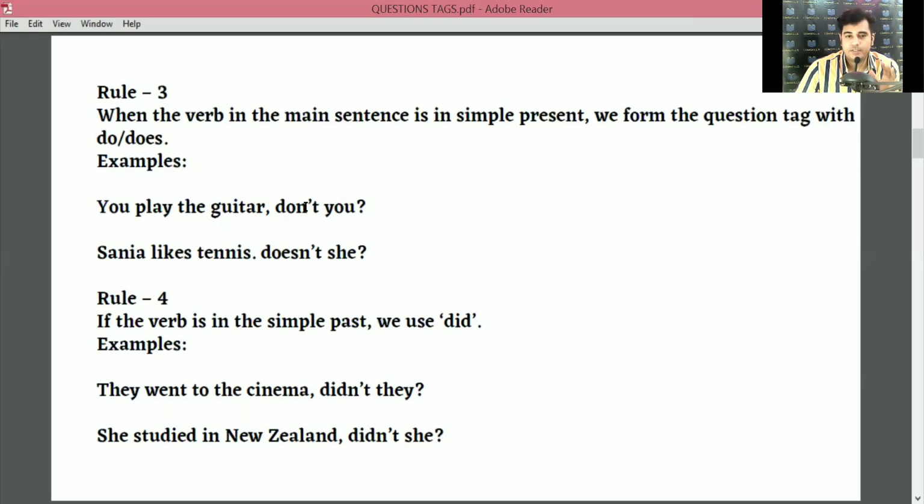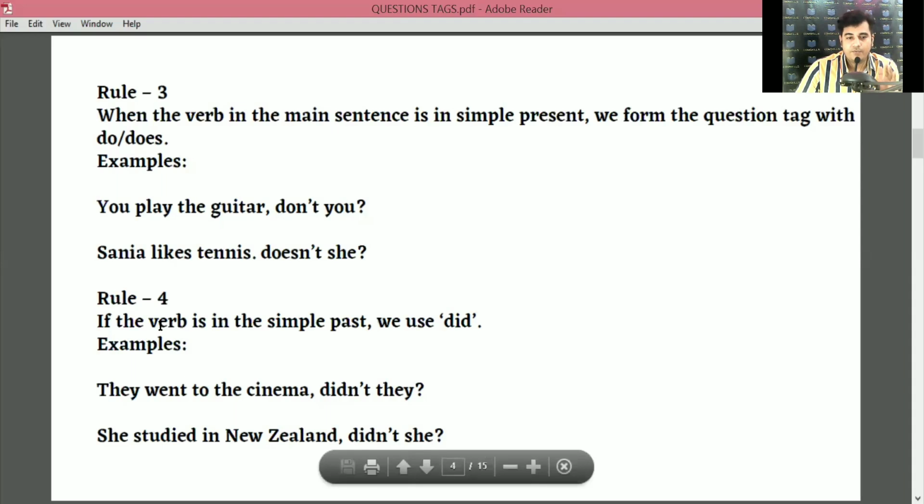We put some stress on question tags, and sometimes we use fall-rise intonation. Do you know what is the meaning of fall-rise intonation? Fall-rise means we go low, and after that we just raise the sound. When we talk about the fall-rise, we are talking about the sound. So, don't you? Okay, you play the guitar, don't you? All right. Sanya likes tennis, doesn't she? We speak in that manner. Okay.